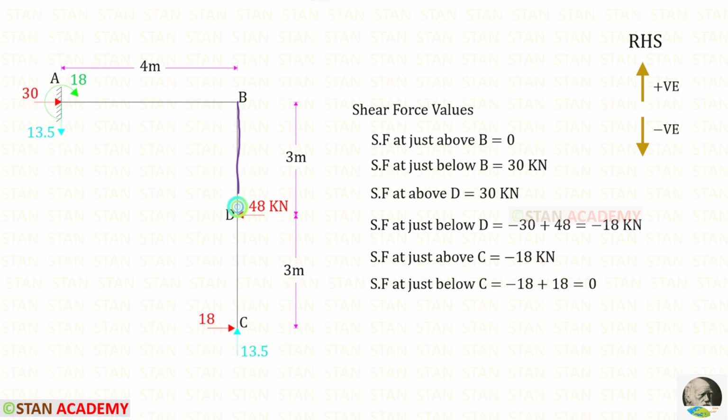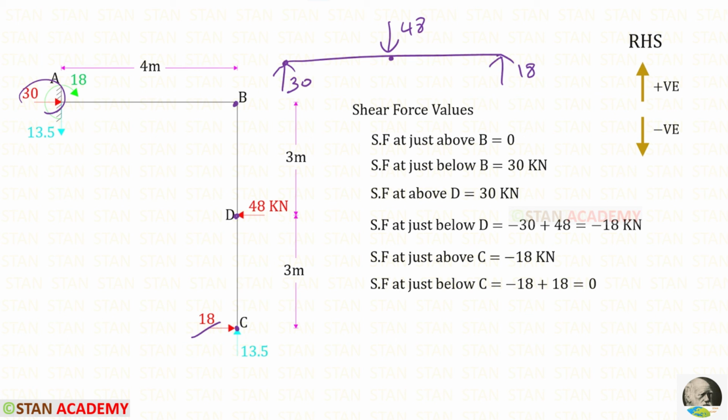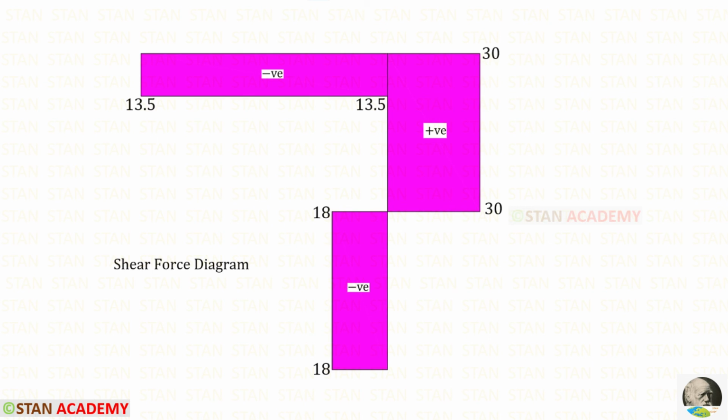Now let us take the column BC. Here there are three perpendicular forces 30, 48 and 18. Using them we can find the shear force values. Suppose it is difficult, you can assume that BC is horizontal. In the point B we have 30. In the point D we have 48. And in the point C we have 18. Now using the right hand side rule we can find these values. Here you can see the shear force diagram.